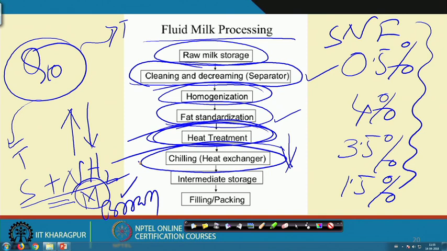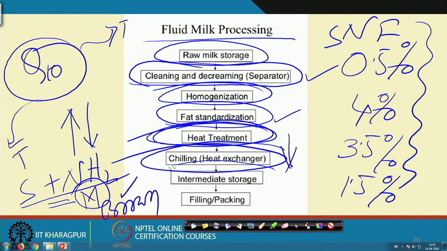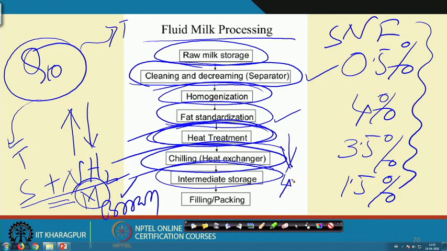Because the destruction of organisms has already taken place while you have heated it, right? So then you take it to intermediate storage, where big containers are there with cooling facility. You are storing it normally at around 4 degrees centigrade.